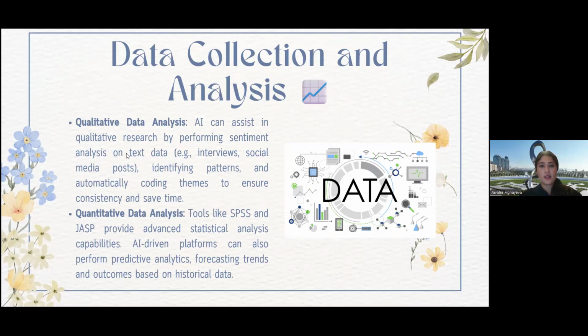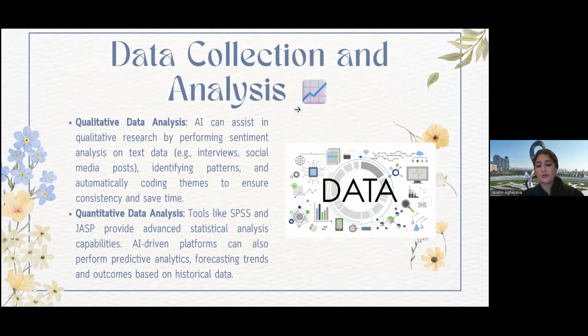And here about the data collection analysis, we needed to collect our data, and accordingly, we divide it into two parts, qualitative and quantitative. As you see, I talked about the quantitative and qualitative ones. AI can assist by performing sentiment analysis of text data, for example interviews and social media posts. These are the qualitative ones. For quantitative ones, these tools provide advanced statistical analysis capabilities. They can also perform predictive analytics and forecast trends and outcomes based on historical data.